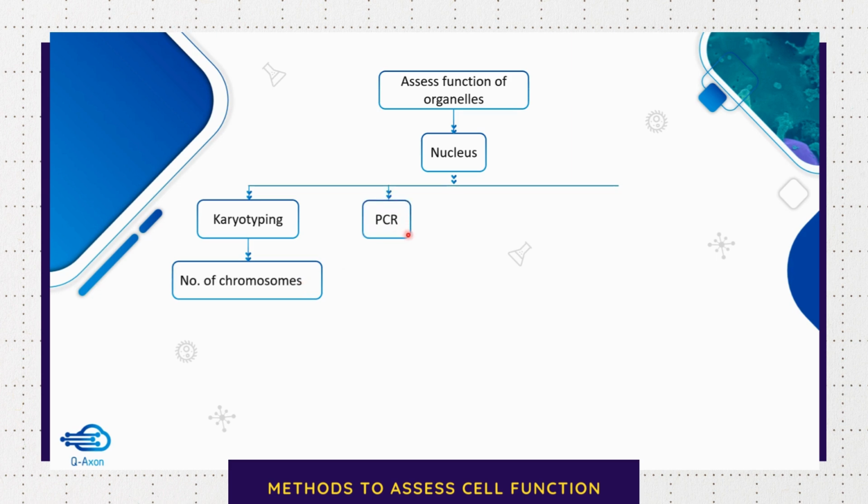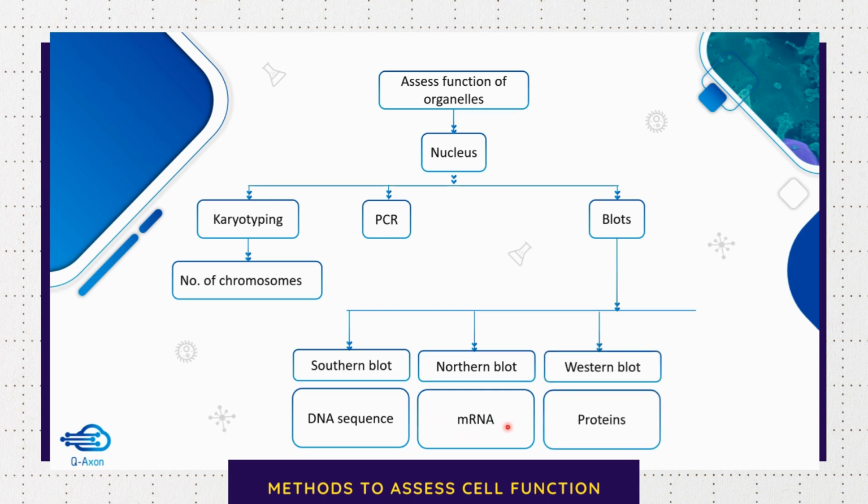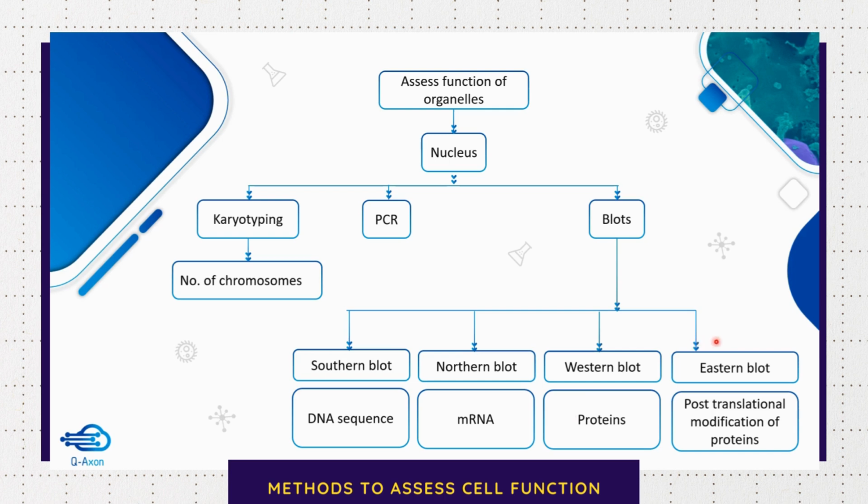Then there is PCR, or polymerase chain reaction, and then there are various blots. There is the southern blot for DNA sequence, then the northern blot for studying mRNA, which is formed when the genome is transcribed to mRNA. Then western blotting is done for proteins, and finally we have the eastern blot, which is to study the post-translational modification of proteins.